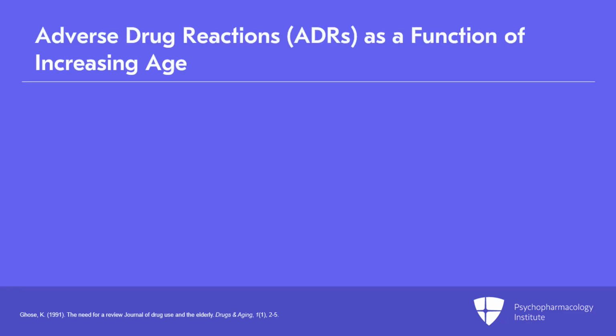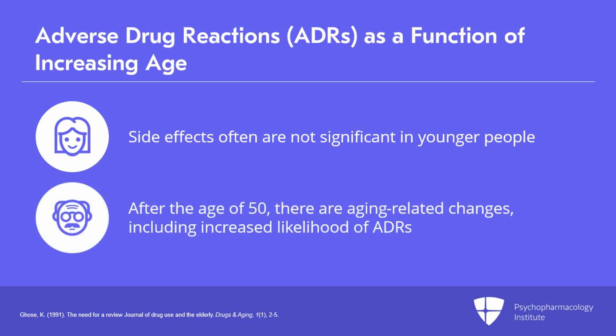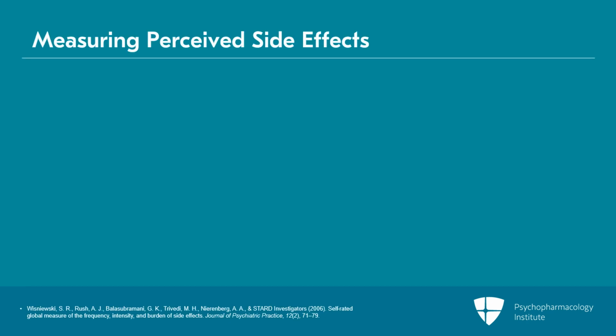So that makes things a little bit more challenging for the clinician. The next thing that I want to talk about in this section is adverse drug reactions as a function of increasing age. Side effects often are not significant in younger people. Right around the age of 50, adverse drug reactions, or ADRs, per 10,000 of the population really skyrocket. For those of us, yours truly included, who are above that category, we definitely notice that there are aging-related changes, and increased likelihood of ADR is one of those. Thinking back to our case reports, Marie, as she got older, started to have more problems taking lithium.